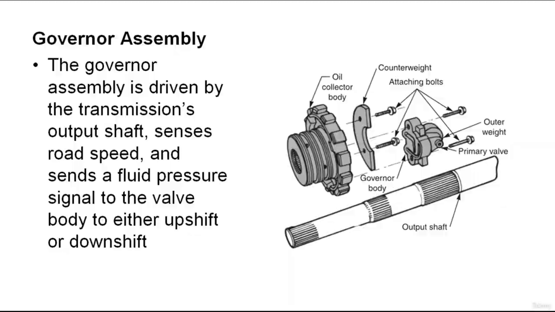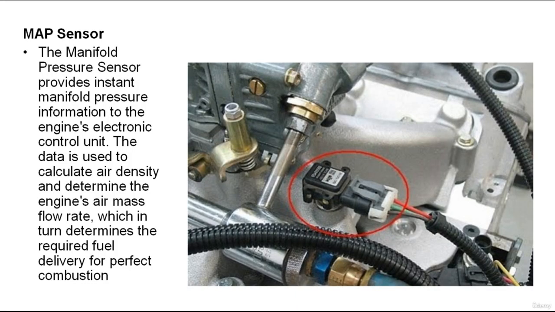Also, we have the MAP sensor. Engine load can be monitored electronically through the use of various electronic sensors that send information to an electronic control unit, which in turn controls the pressure at the valve body. The most commonly used sensor is the MAP sensor. The MAP sensor senses air pressure in the intake manifold. The control unit uses this information as an indication of engine load.